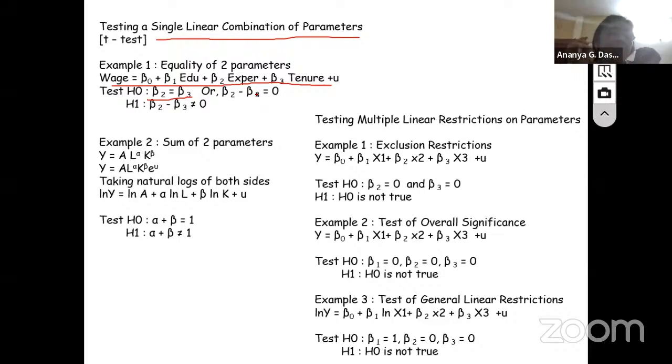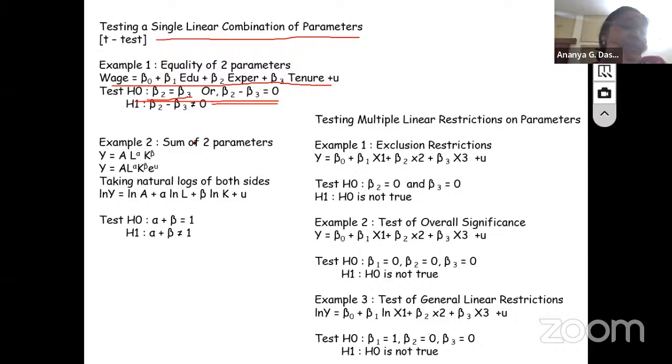Now here, I think one lady had a question that, you know, if they are in different units, how do I kind of compare them and so on? You can always do a hypothesis test of this kind, okay? Where you're testing whether beta 2 is equal to beta 3, which means you're looking at this kind of a relation. Beta 2 minus beta 3 is equal to 0.